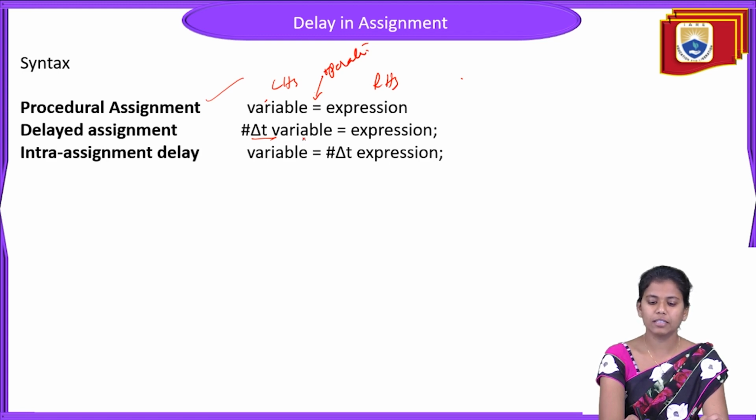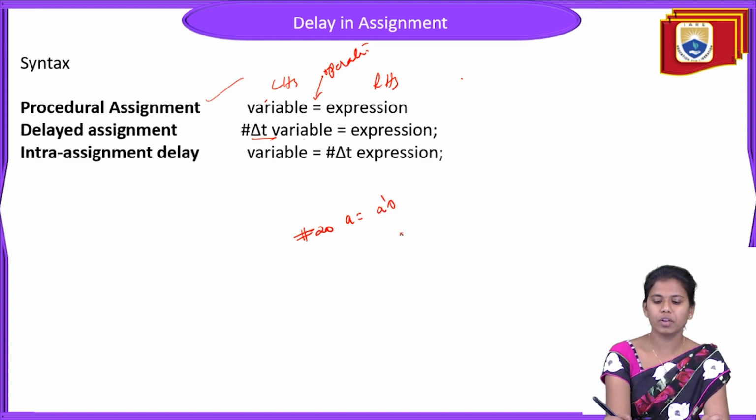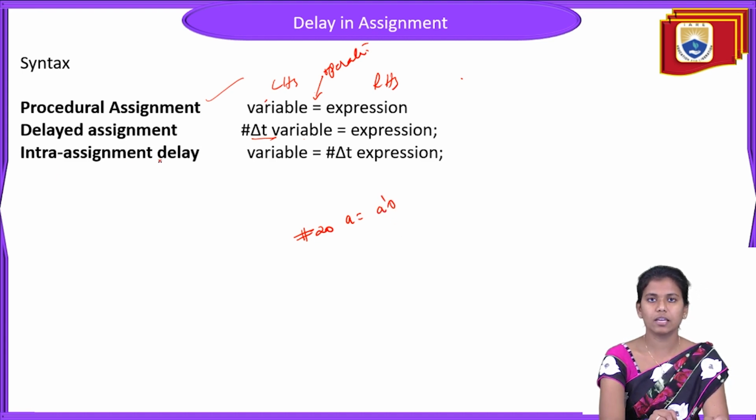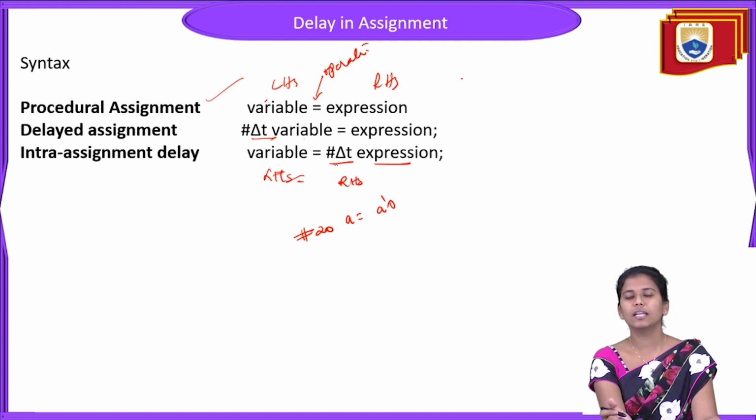Okay, this variable consists of some delays. We represent that with delta t. That means, for example, #20 a = a bar 0. Okay, this is how we will represent an intra-assignment delay. So this intra-assignment delay is nothing but the variable on the left-hand side, and on the right-hand side we see the expression with respect to the delay.